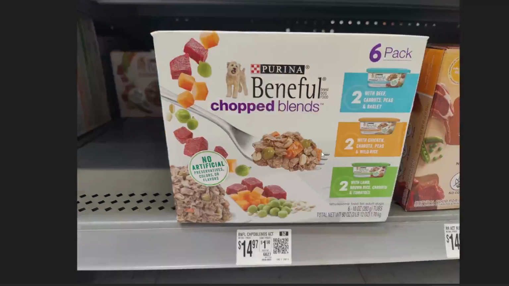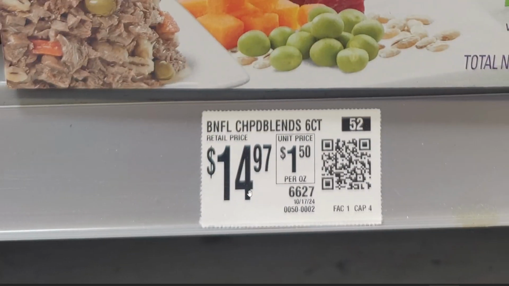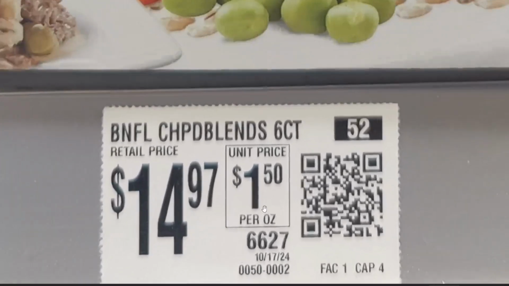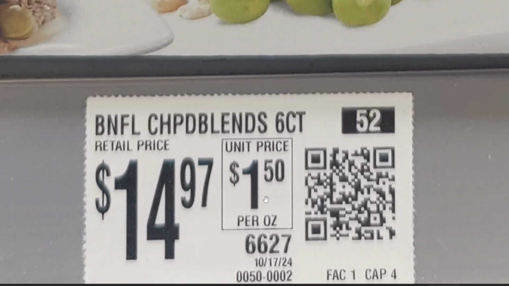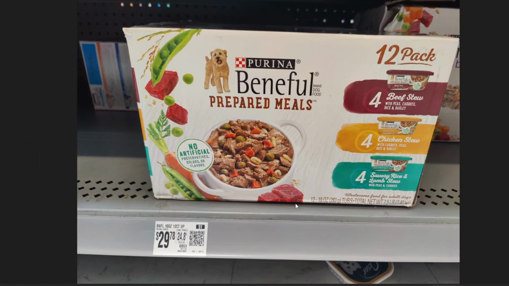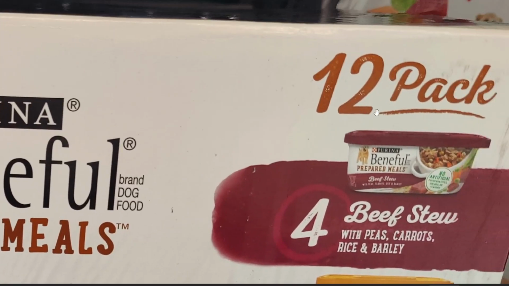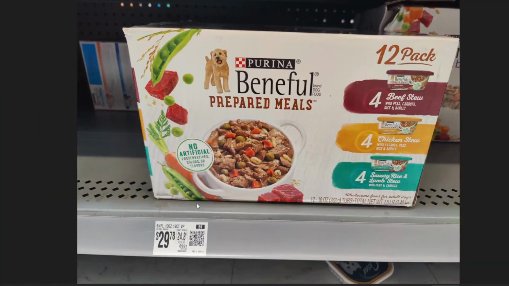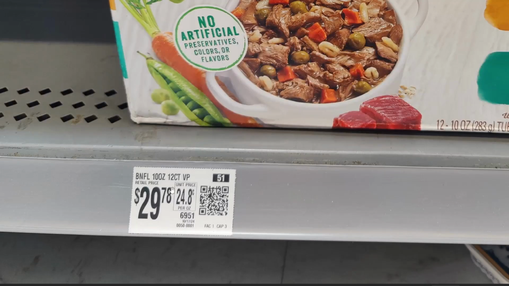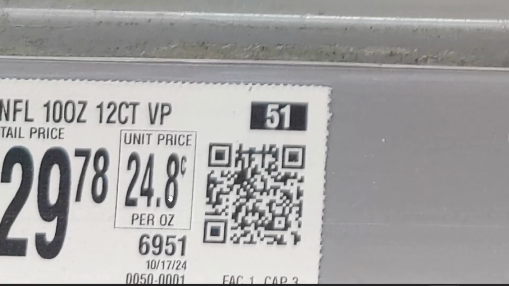This one's a lot of fun. So let's look at some dog food. Let's look at the 6-pack at a retail price of $14.97. The unit price says $1.50 per ounce. Okay. Let's look at the 12-pack. So we're doubling the amount of food that we're getting for about $30. And okay, the unit price says 24.8.